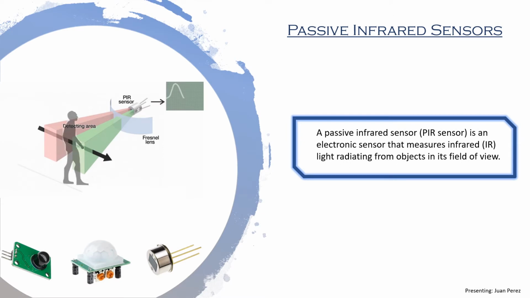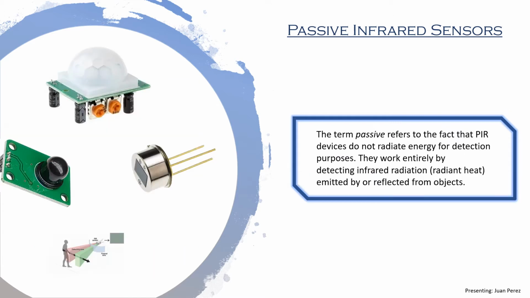Now I'm going to be talking about passive infrared sensors. A passive infrared sensor, also known as a PIR sensor, is an electronic sensor that measures infrared light radiating from objects in its field of view.